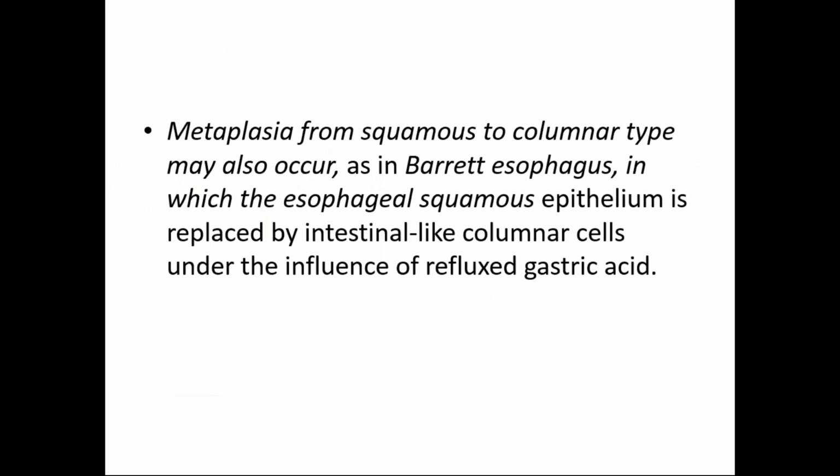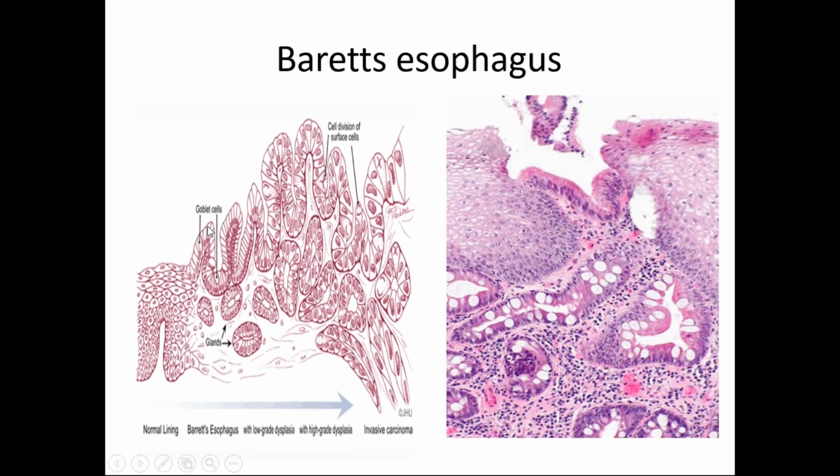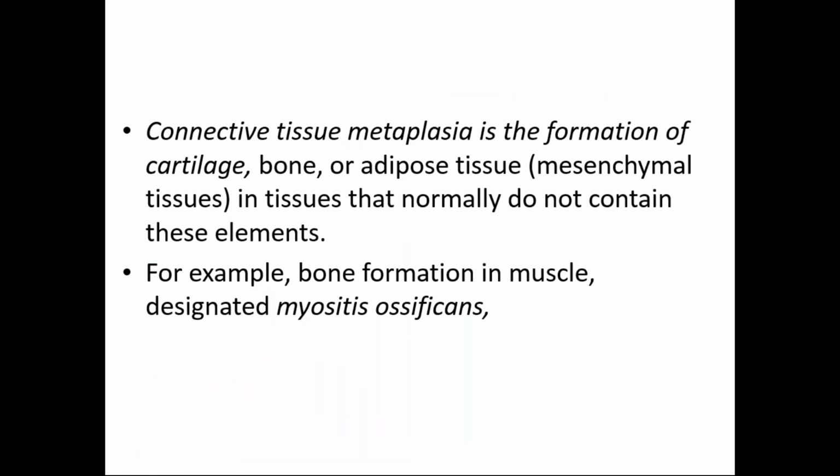Metaplasia from squamous to columnar type may also occur in the esophagus, which is known as Barrett's esophagus, in which the esophageal squamous epithelium is replaced by intestinal type columnar cells under the influence of reflux gastric acid. So the esophagus is normally lined by squamous epithelium. Thus the squamous epithelium is replaced by intestinal type columnar epithelium, which has goblet cells. Squamous epithelium replaced by intestinal type columnar epithelium is known as Barrett's esophagus.